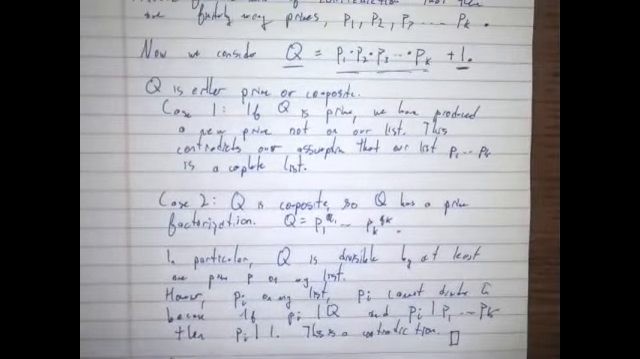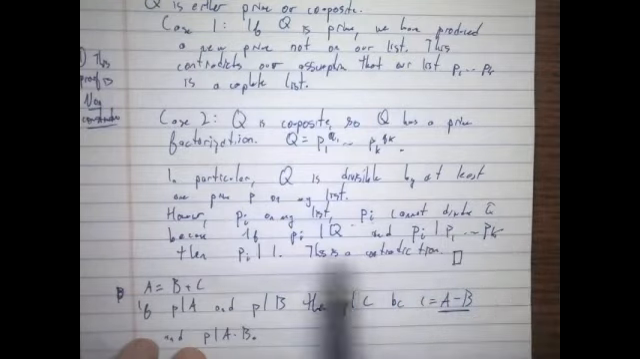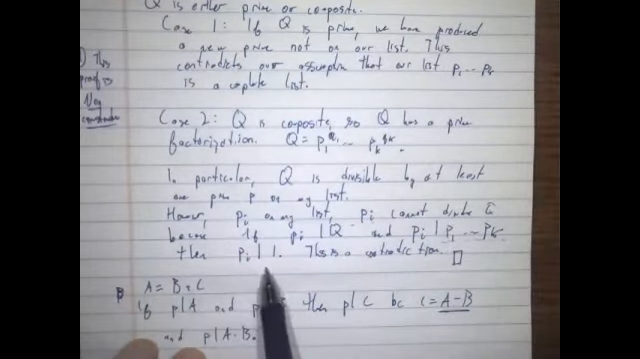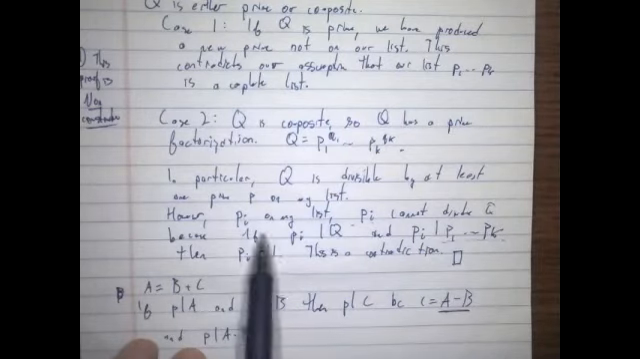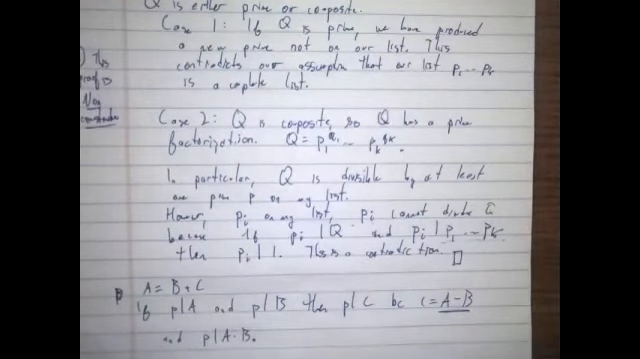There are a couple things to notice. One, this proof is non-constructive. Pi cannot divide Q, because if Pi divided Q, and since I know that Pi divides the product of primes, then Pi must divide 1, and this is a contradiction. Yeah, so here, Pi cannot divide Q.